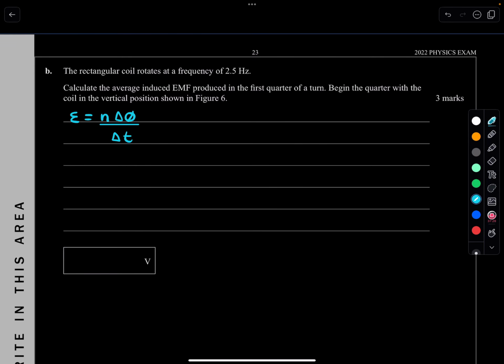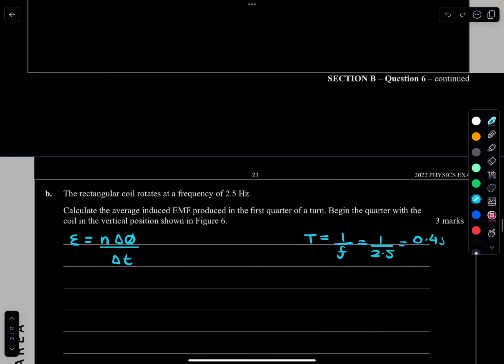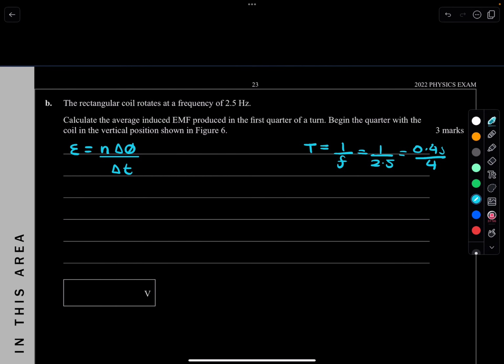So what do we know about time? How do we calculate the time? We know that your period, T, is 1 over your frequency. So your frequency is 1 over 2.5. Basically, period tells you how long it takes for a full rotation. But remember, we're only going for a quarter of a turn. So imagine dividing that by 4. So your time is actually 0.1 seconds. That's how long it takes for a quarter of a turn. So luckily we've got our change in time.